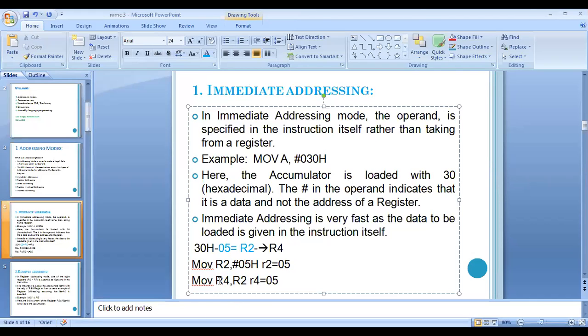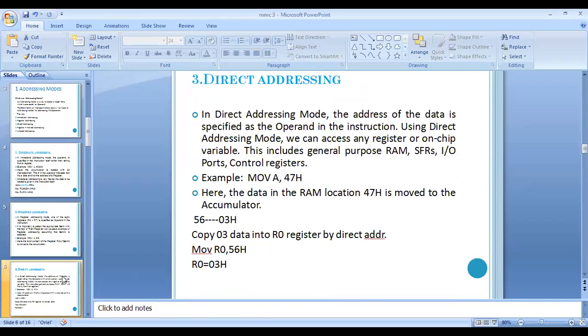But in case of the register, the system has to go towards the register location. At that register location, your data is stored. In this way, you will get the data from the register, and that's why it is called register addressing. Okay, now see the third example, that is, direct addressing.